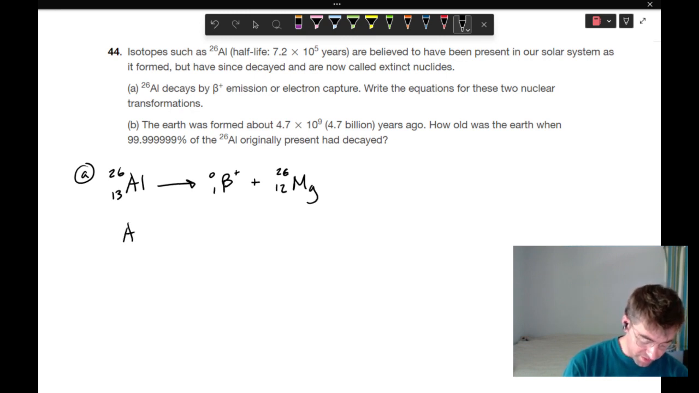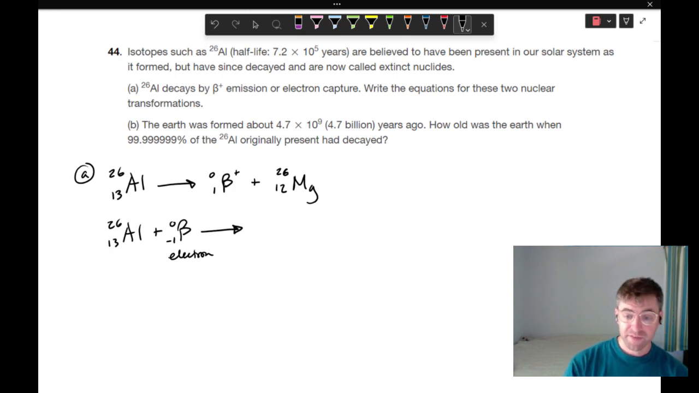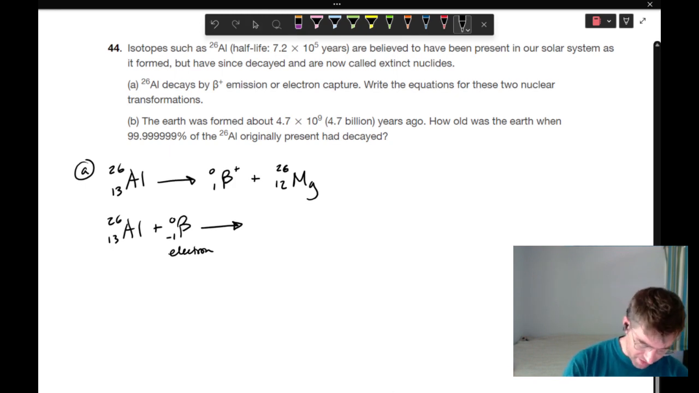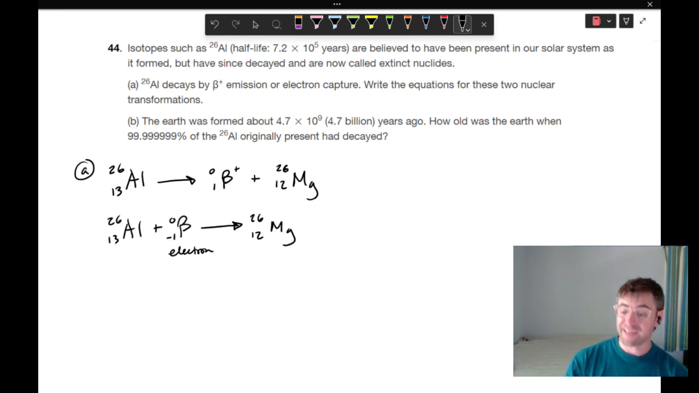Okay, so that's 1 done. Now let's look at electron capture. So same starting place. Electron capture, we're adding that electron, or that beta particle. Captures that electron, so we're subtracting 1 from 13 again, gives us the same number of protons. There's no change in mass. Our answer again is magnesium 26.